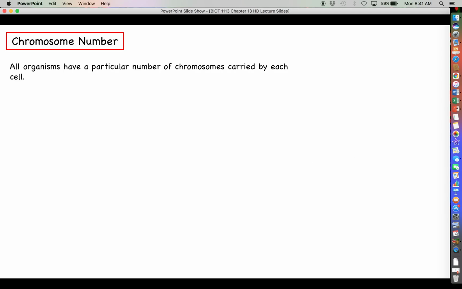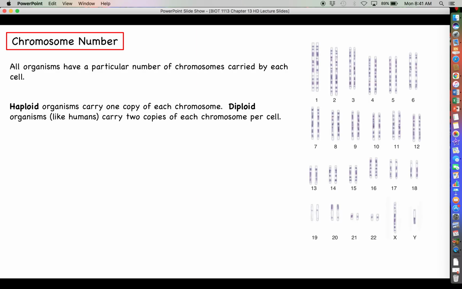So let's talk about chromosome number first. All organisms have a particular number of chromosomes carried by each cell. Now this number is not necessarily unique to the organism, but every cell of that organism should contain the same number of chromosomes, as long as those cells are not sex cells. So to this end, organisms usually are either going to be haploid or diploid. Haploid organisms carry only one copy of each chromosome, whereas diploid organisms, like us, like humans, we carry two copies of each chromosome per cell.